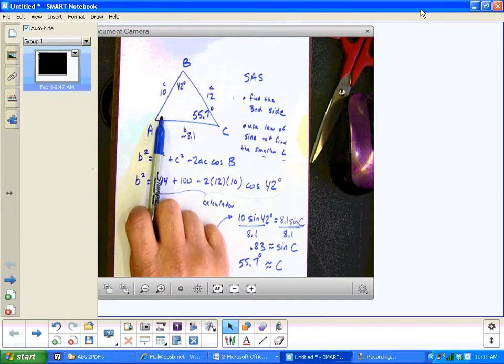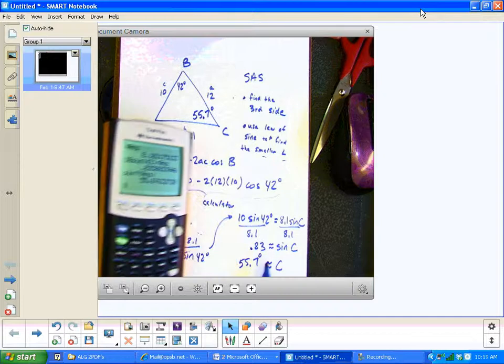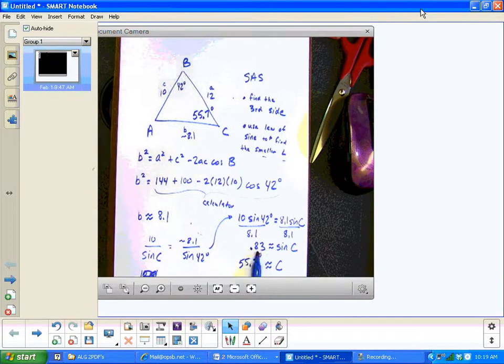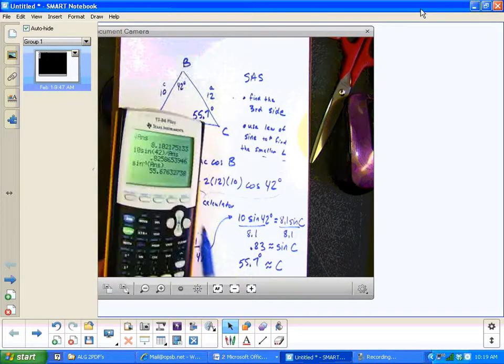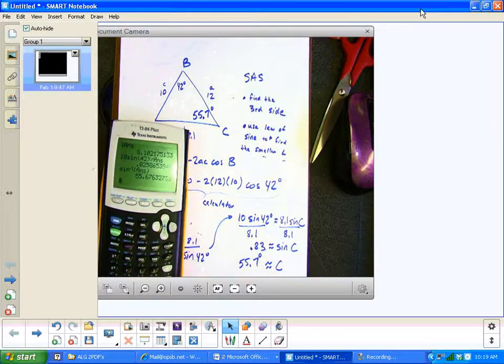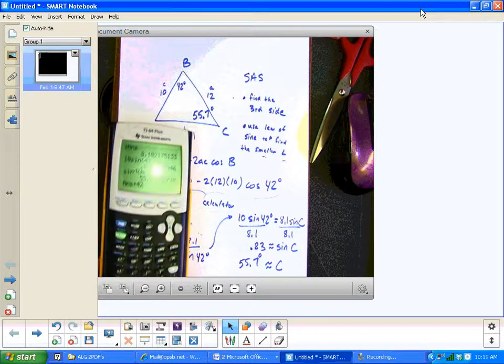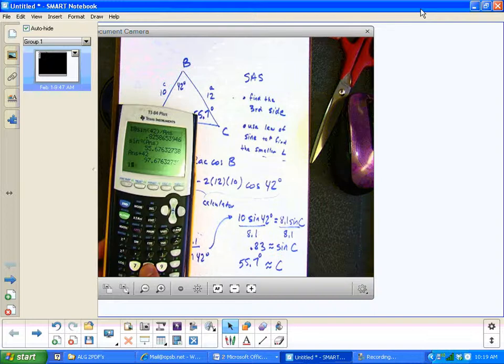Now you see we don't need law of sines or cosines to find angle A here, do we? So we're going to add what? These two together, and subtract from 180. So I'm going to say what's in the calculator plus 42, and then subtract that from 180. So the other angle is about 82.3 degrees.